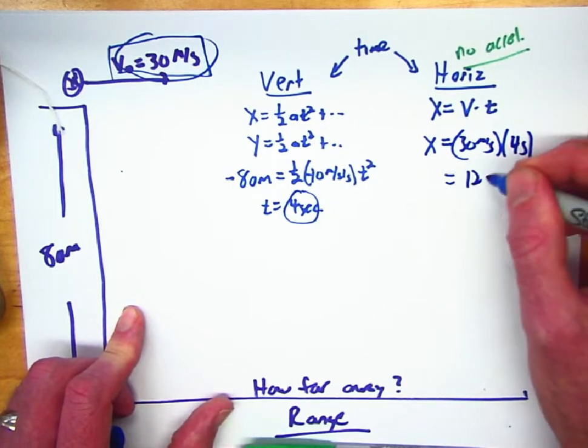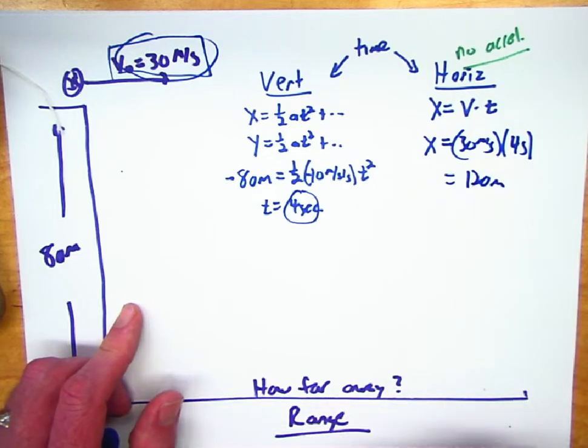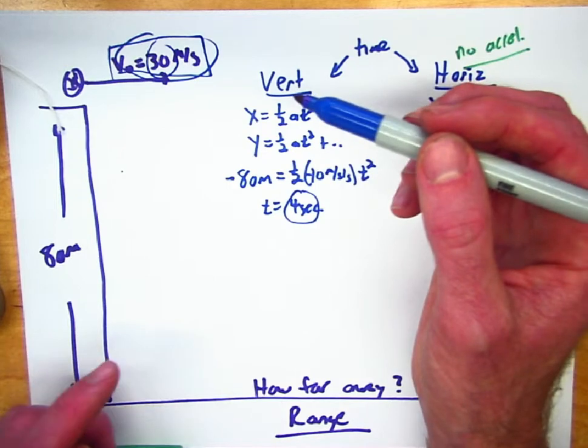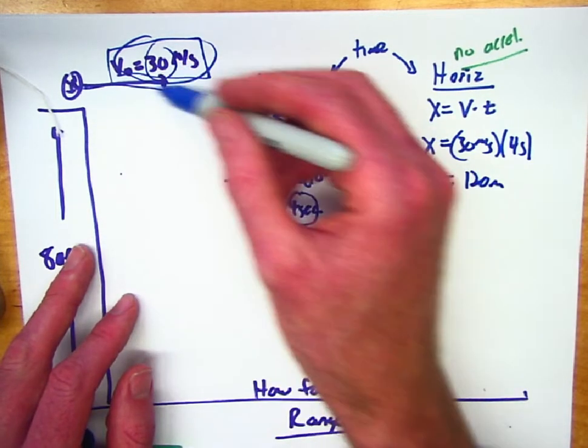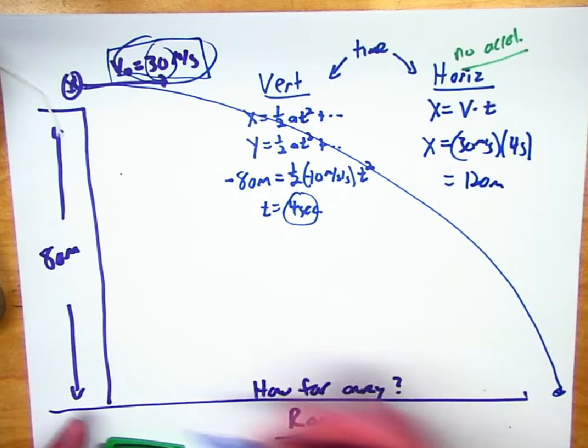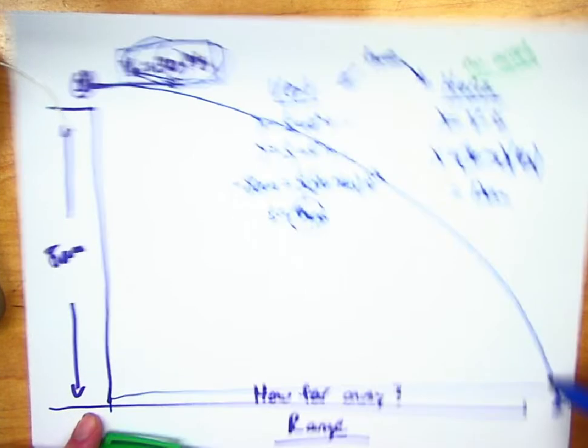That's 120 meters, which is pretty far for a soccer ball, but you know, this is also throwing a soccer ball at 60, 70 miles an hour. So the soccer ball is going to go through the air like this, and it's going to end up at 120 meters away from the edge of the building. That's 120 meters right there.